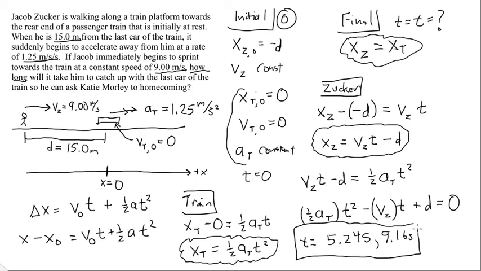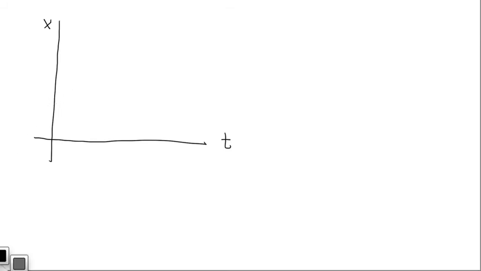Now, which one is right? What's going on here? Why do we have two answers? I'm going to show you here a position versus time plot. Horribly done, but it should give you the idea. Let me see if I can change colors. I'm going to try doing the train in this neon green color.